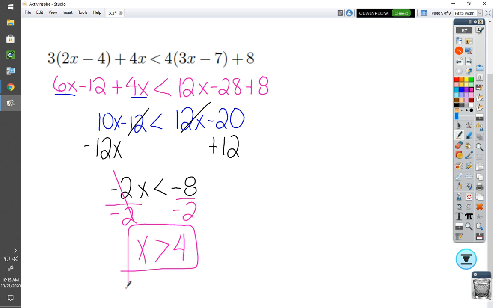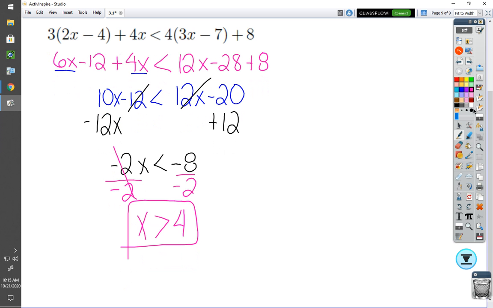You got to write it the other way, because remember, we're not solving for 4. We're solving for x. X always goes on the left, so you got to figure out how to spin that around. This is not an acceptable answer. This is not what we were looking for. I agree it equals the same thing, but we weren't solving for 4. We were solving for x.